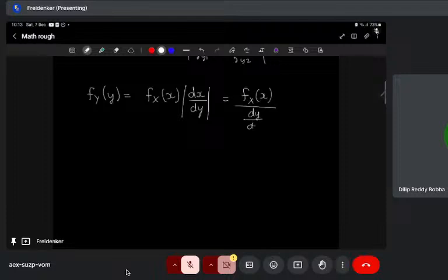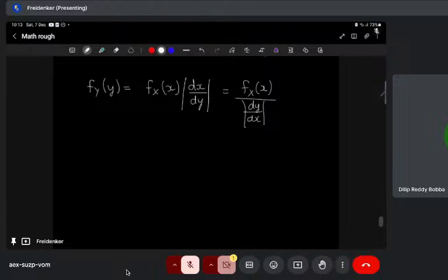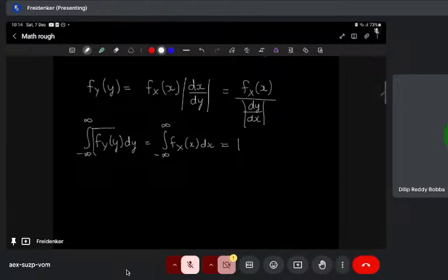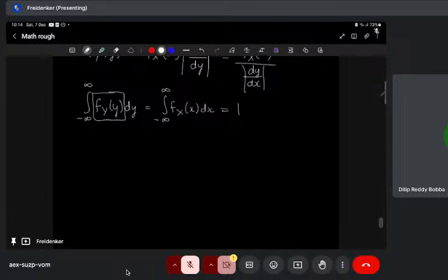So how do you remember this? There is one intuitive way of remembering this. How do you know if it is dx by dy or dy by dx? We know that if you integrate any PDF from minus infinity to infinity, you're supposed to get 1. This we know. So if you want to find the PDF of y, you just have to send dy to the other side.